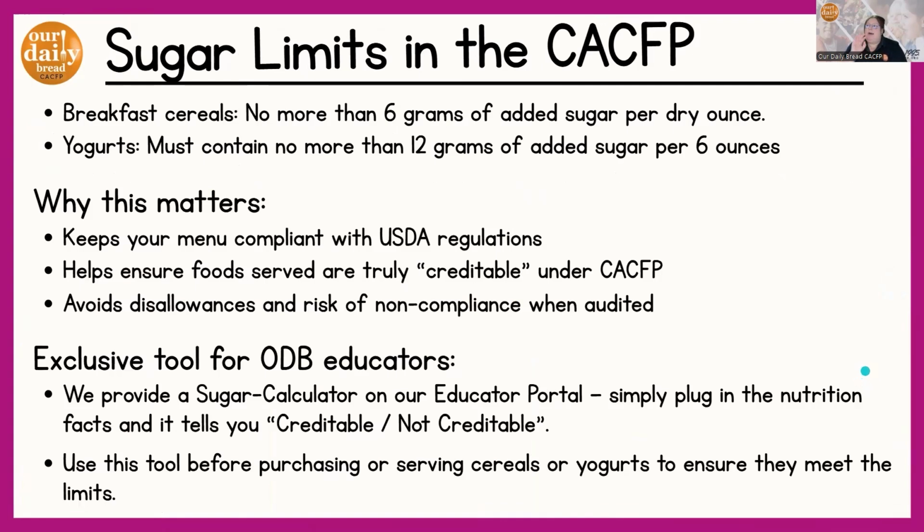And now we'll talk about sugar limits in the CACFP. So the sugar limits were updated in October of 2025. So breakfast cereals can have no more than 6 grams of added sugar per dry ounce. And yogurts need to stay below 12 grams of added sugar per 6 ounces. So no more than 12 grams of added sugar per 6 ounces.